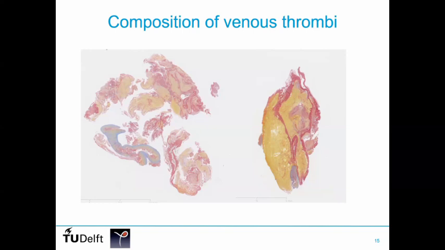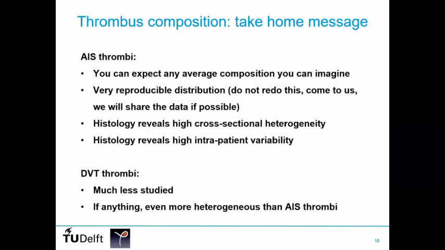So, thrombus composition. Take-home message here: you can expect basically any average composition that you can imagine. And the chances that you get a certain one are equally distributed, which is rather surprising, which still surprises me. The distribution that we find is very reproducible.